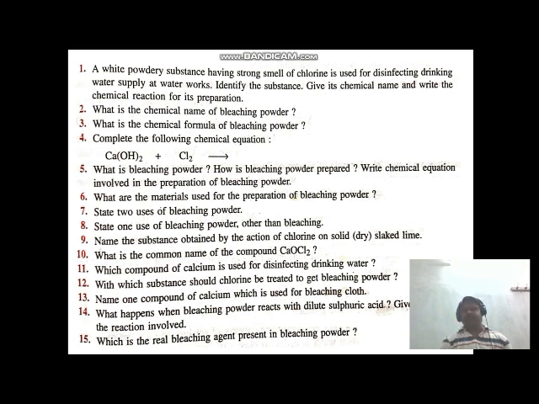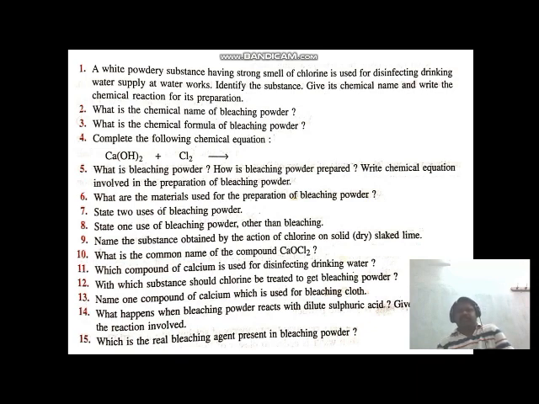You know it very well, but that is the indirect question. You have to use your brains, your two brains, small brain and big brain. What is the chemical name of bleaching powder? Bleaching powder is a common name. Here he asks, what is its chemical name? Already you know that very well. That is the first topic. And what is the chemical formula of bleaching powder?